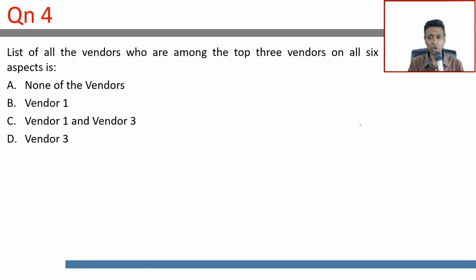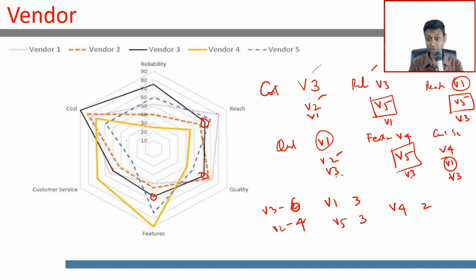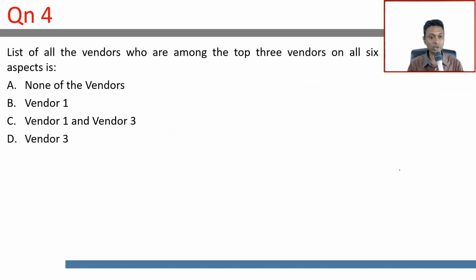All vendors who are among the top 3 vendors on all 6 aspects. Oh, sorry, the question is wrong. Who are among the top 3 vendors on all 6 aspects. Let's check this out. Yes, V3 features here, here, here, here, here, and here. So V3 will sit on all of these. That is the answer we are looking for.